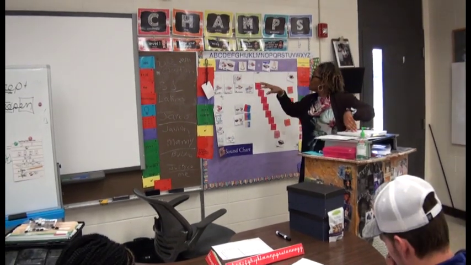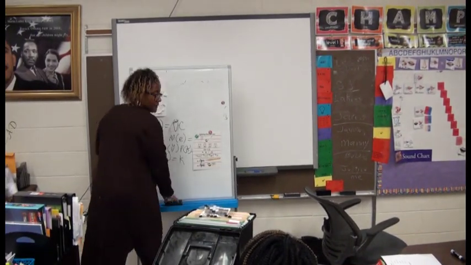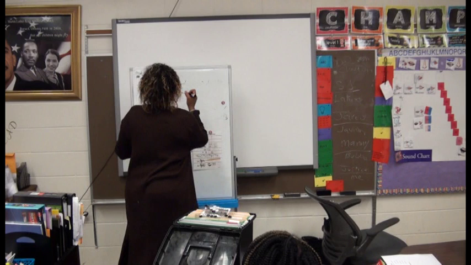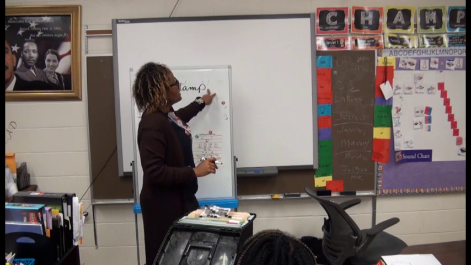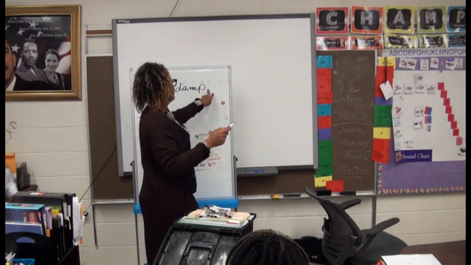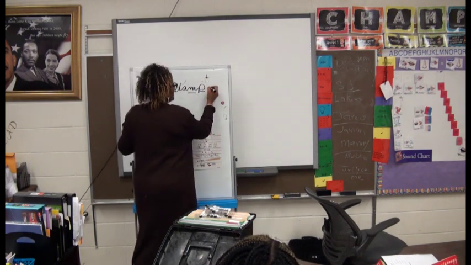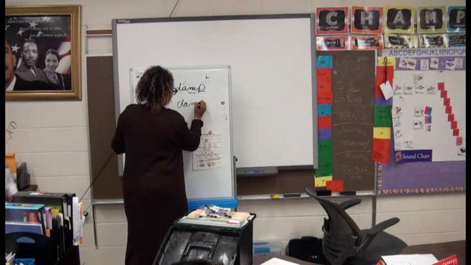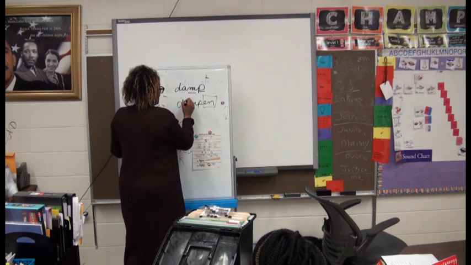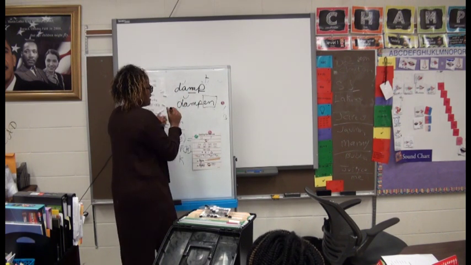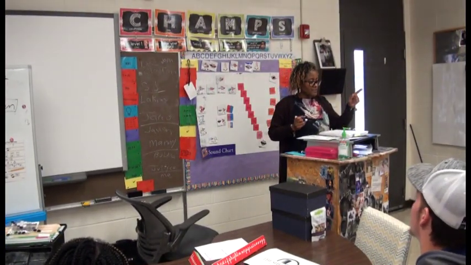Dampen. Let's identify the base word. The base word is damp. Okay, we have a vowel suffix, but we look at the last three letters. The last three letters are consonants, so we can just add. And so it's D-A-M-P-E-N. Let's code it: box the E-N. We have a closed syllable, so we put a breve over the A. That's it. Dampen.